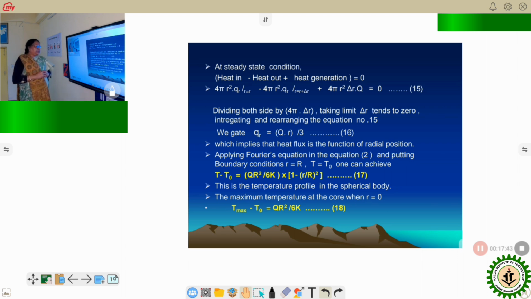And applying Fourier's equation and putting the boundary conditions as small r equal to capital R, T equal to T0, one can achieve equation number 17, that is T minus T0 is equal to Q into R² by 6K into 1 minus (r/R) whole square. And this is the temperature profile in the spherical body, and the maximum temperature is at the core when small r is equal to 0. Then equation 18 is T max minus T0 is equal to Q into R² by 6K.